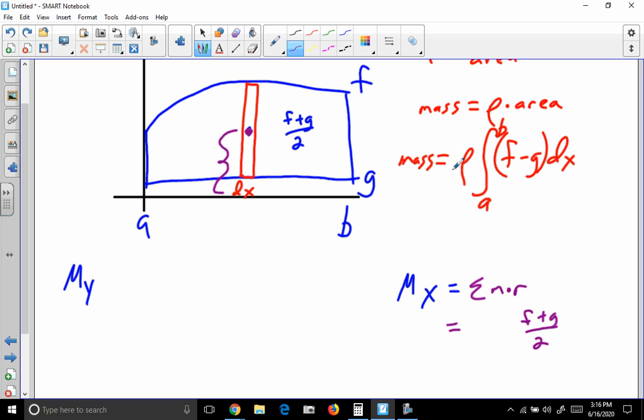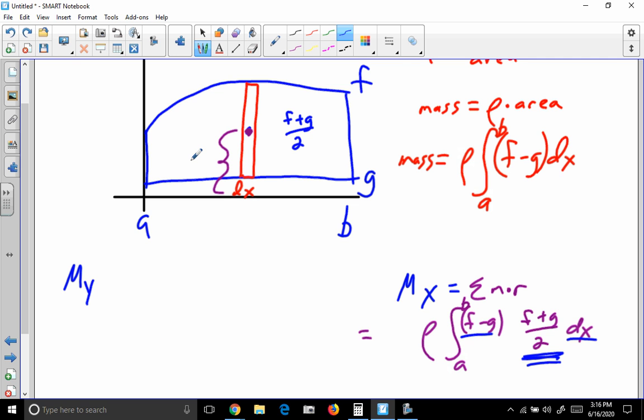The mass, we said, comes from this formula. The mass is the integral of f minus g times dx, and then we multiply that times the density. That part is the mass. That part is the radius, or the moment arm. So mass and the moment arm.